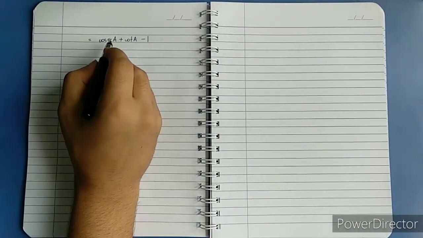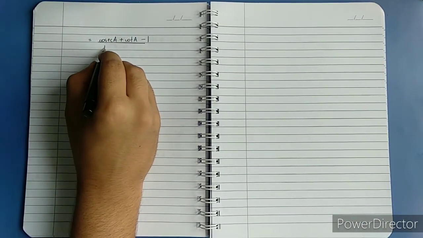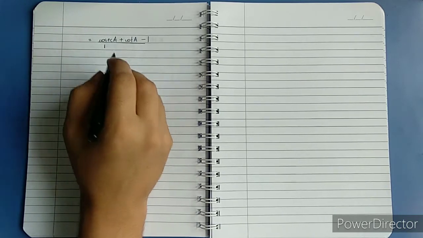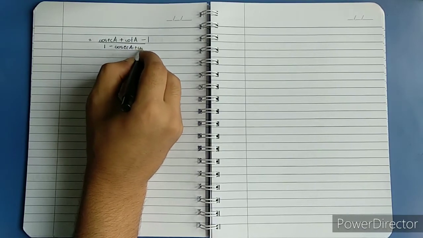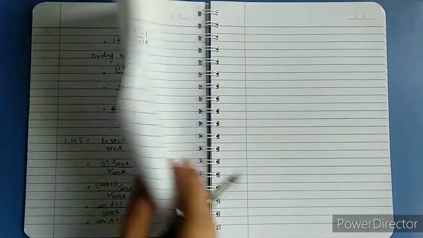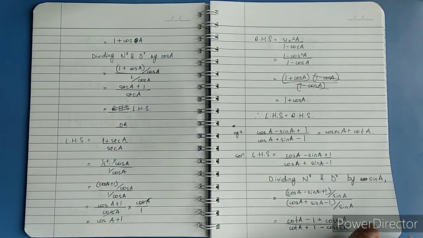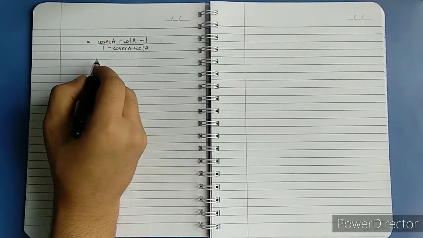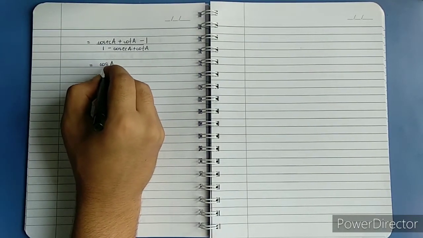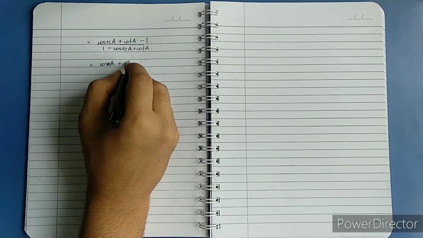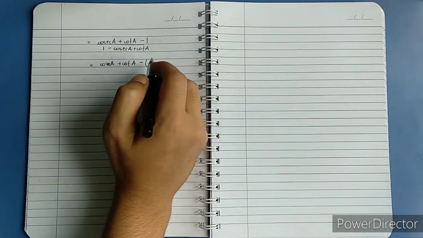We can either change the denominator later, or we can change the denominator now itself. We'll put 1 at first and now the remaining 2. Say minus cosec A plus cot A. Cosec was minus and cot was plus. In the next step, what we will do is we will change this 1 in terms of cosec and cot.